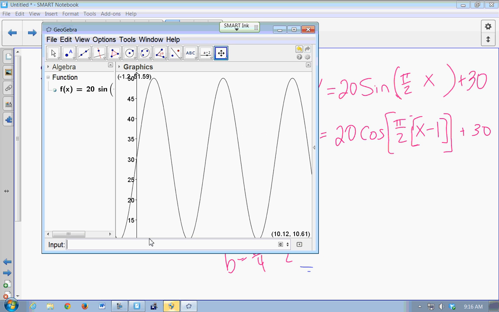So I'm going to put in g of x, which is 20 cosine of pi over 2 times x minus 1. And I put an extra set of parentheses in there. And it's graphed right on top of the other. So you can see that those are the same function.